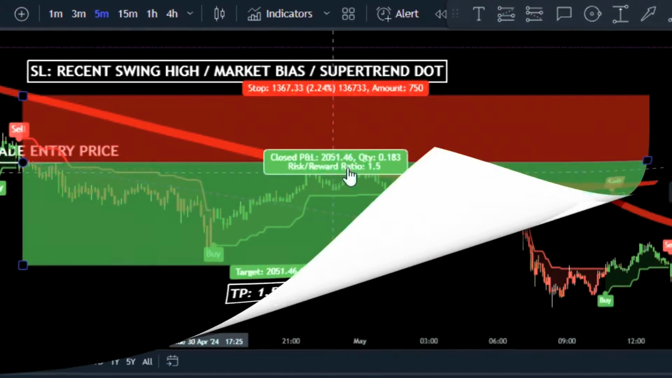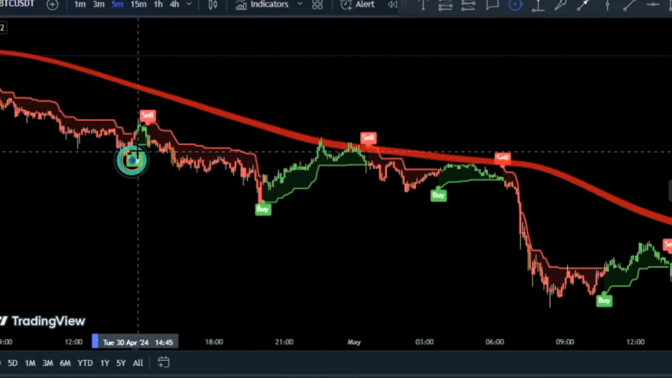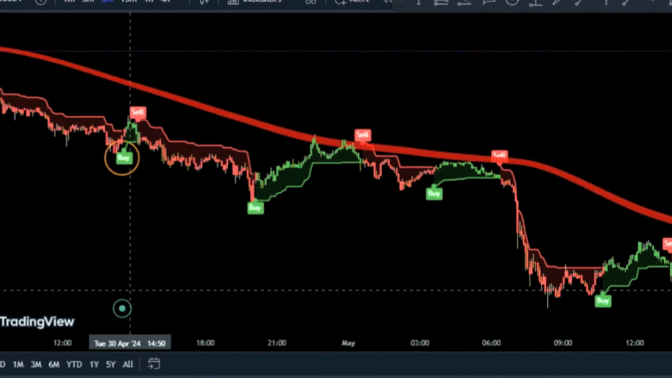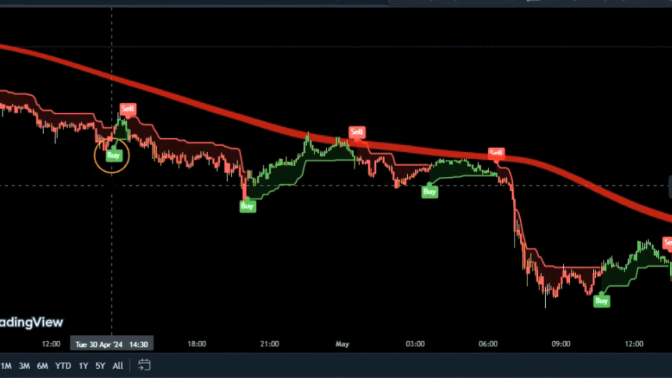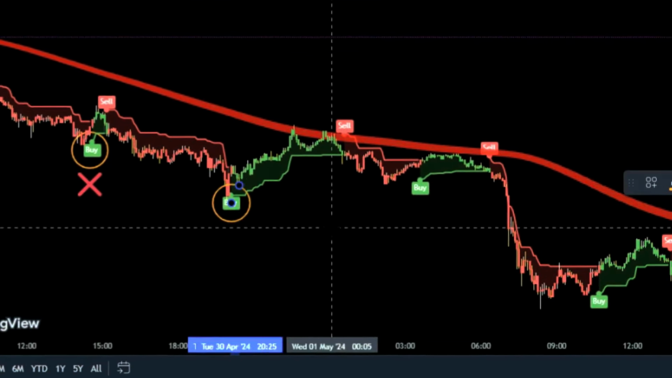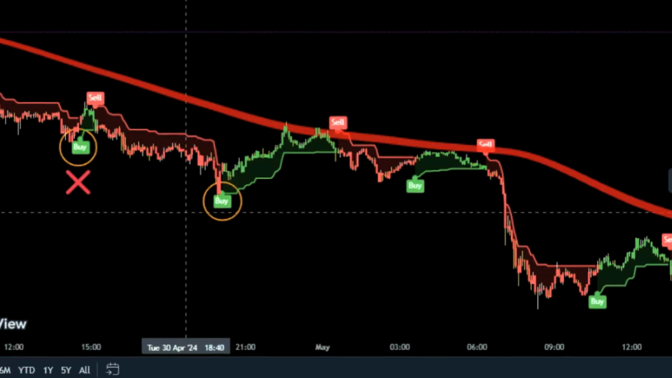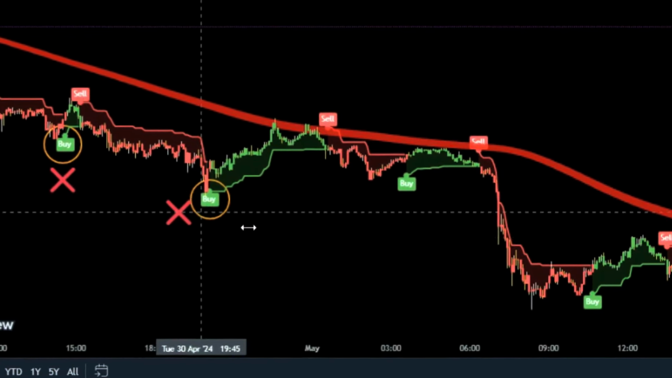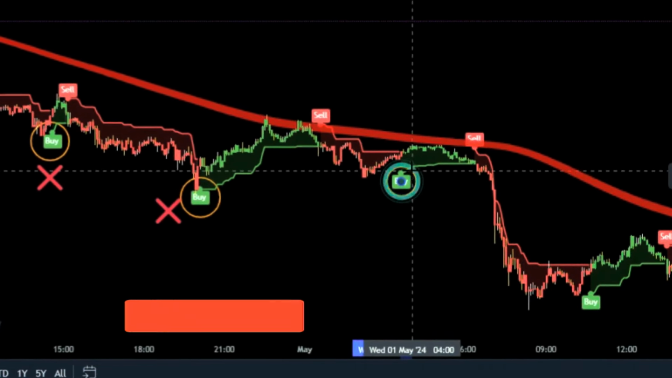You might be wondering just how effective this strategy is. Well, let me tell you, this approach is incredibly powerful. By combining the super trend strategy and the market bias indicator, you've got yourself a top-notch filtering system to weed out those pesky counter-trend and false signals.